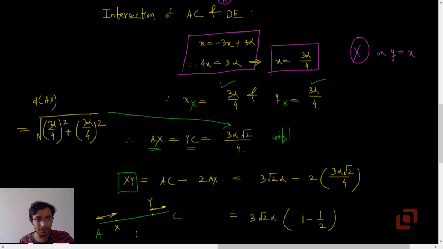So to get the length XY, we should subtract the lengths of CY and AX, or 2 times AX, from AC, and that's what I have done here. XY is AC minus 2AX. Okay, see now to find AC, I have not used a. Well, AC is actually equal to a, but as of now, let's keep it in terms of alpha.